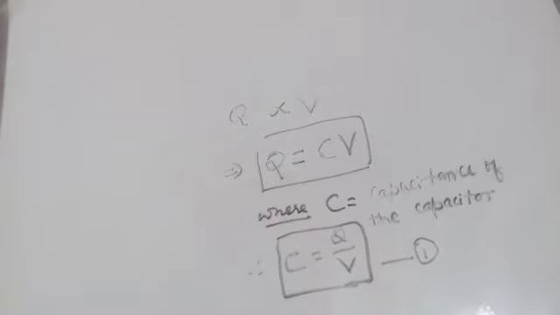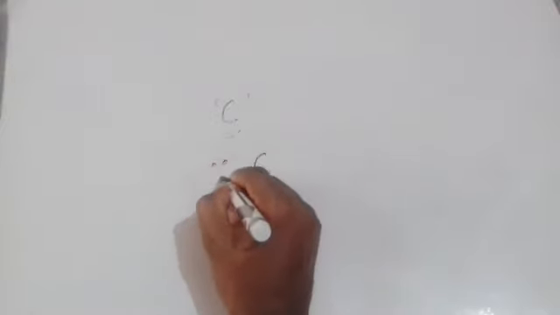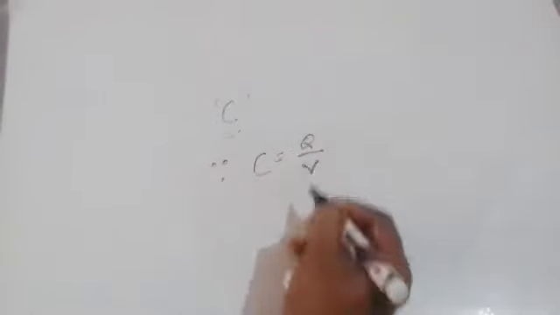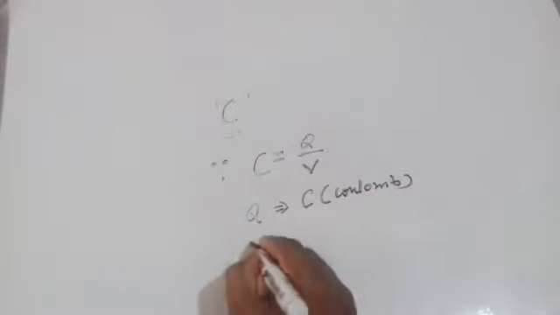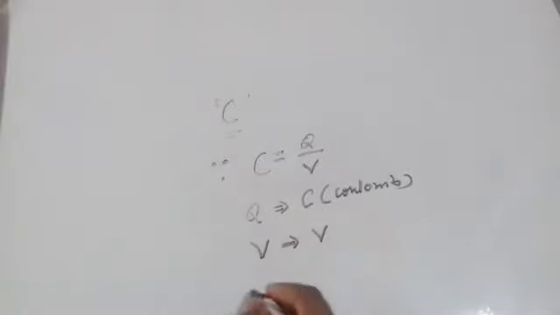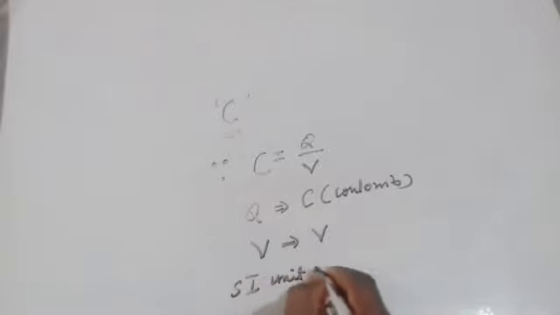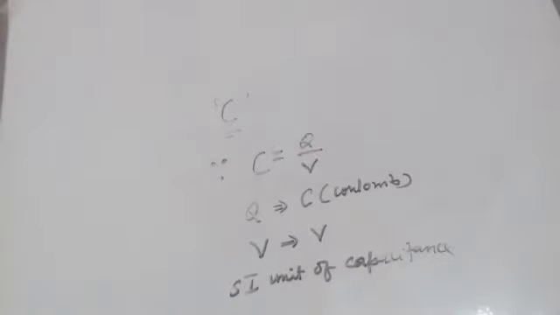Okay, now the SI unit of capacitance C. Since C is equal to Q upon V, and Q is the charge which is measured in Coulomb, and V is the potential difference which is measured in volt, you can say the SI unit of capacitance is Coulomb per volt, which is also known as farad, and the short symbol is capital F.